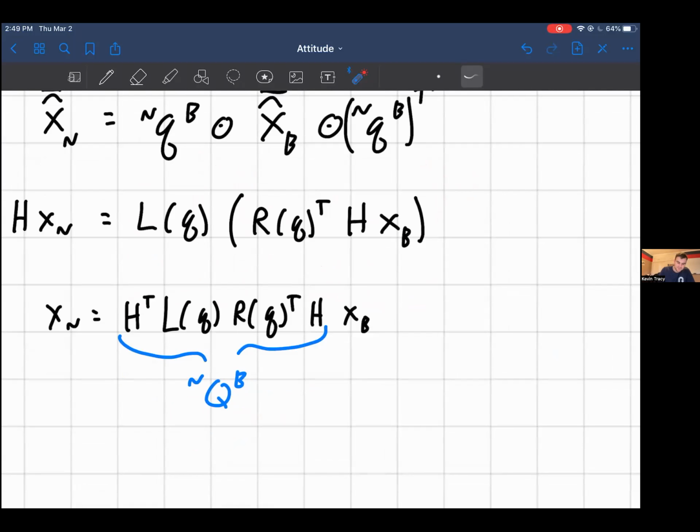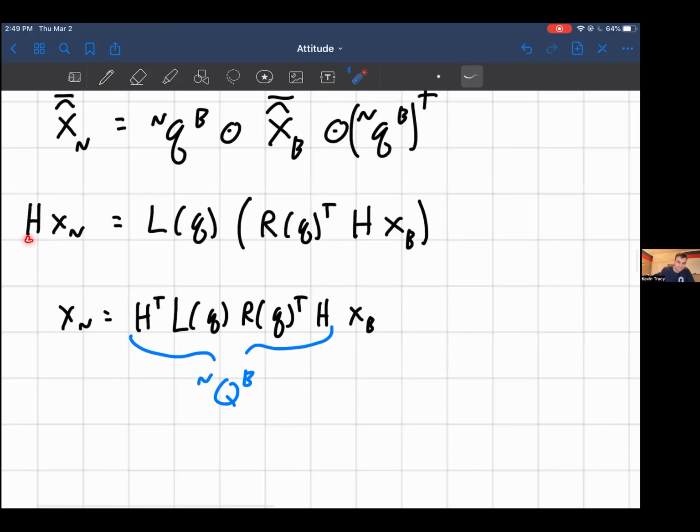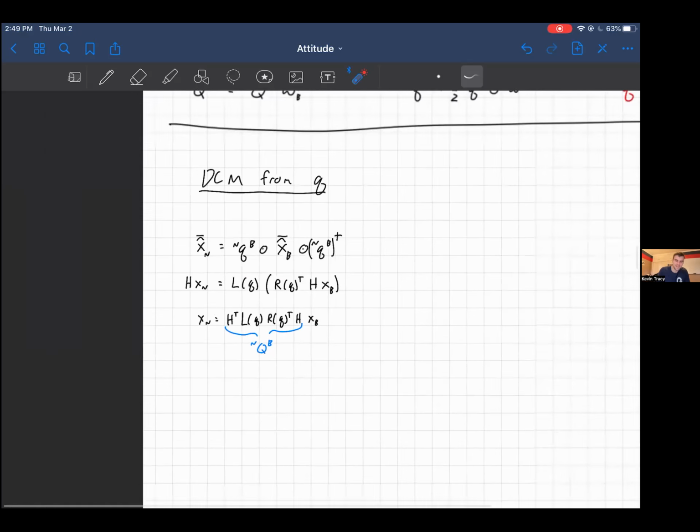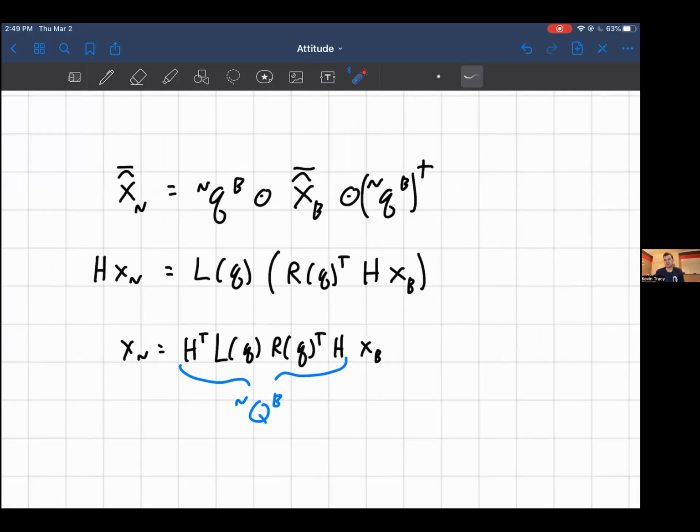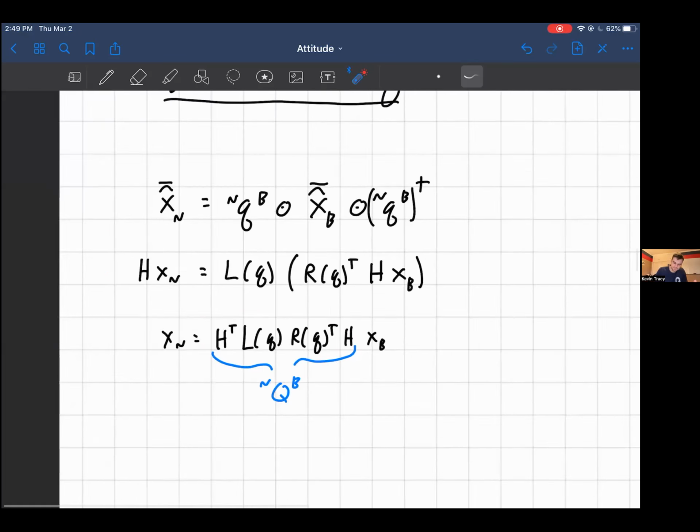This lets me get a new expression where if I do H transpose on both sides, I get X_N equals this big block right here times X_B. What we see is that this block is a 3x3 matrix, and this ends up being our rotation matrix. So the way we start with a quaternion and get the rotation matrix is just by using this right here. Again, there are maybe 5 common ways you'll see people compute this. This is a little more obscure, but it matches all of our notation, and we're not that worried about speed.